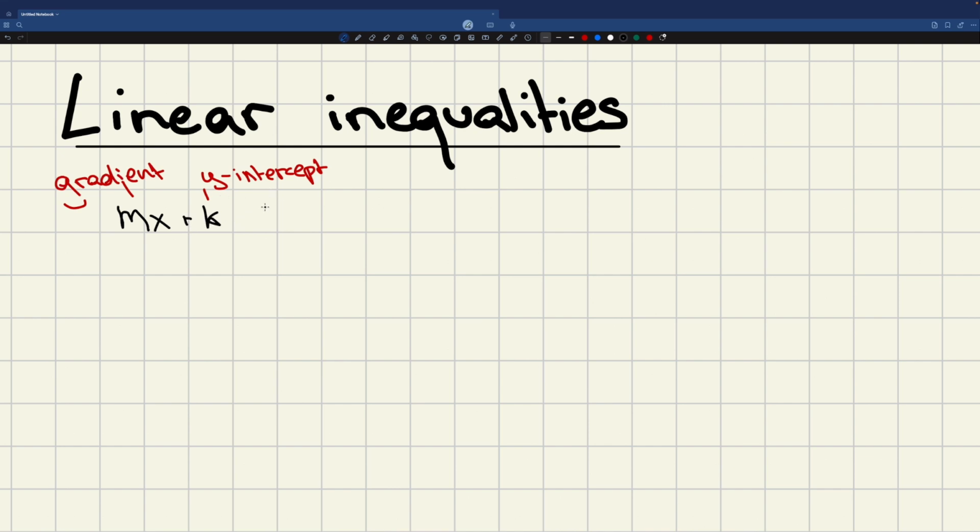Now, in linear inequalities, what you get is a linear expression larger than something else. So let's call this E. So this is how we will be writing down the linear inequalities. And it doesn't have to be larger. It can be smaller, larger or equal to, smaller or equal to, not equal.